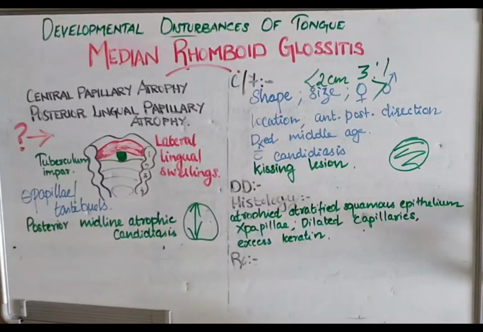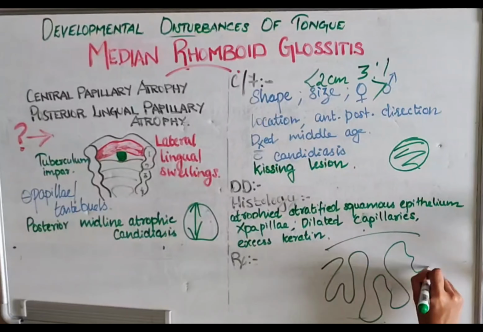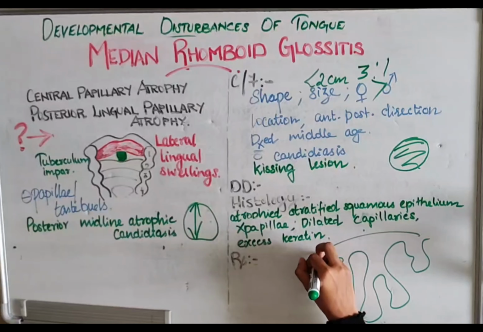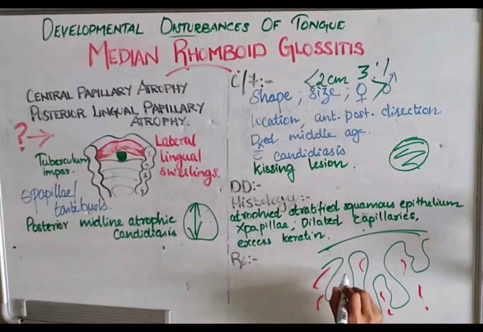Now coming to the histology. In histology, what you can see is something like this. The rete apex will be bulbous. The stratified squamous epithelium will be atrophied. There will be no papillae. We can see many inflammatory cells infiltrating. There will be dilated capillaries, and we can also see excess keratin when there is candida infection. In case of candida infection, the rete processes will be elongated. There will be excess keratin production, and we can see keratin pearls.